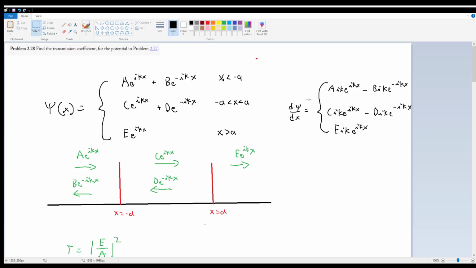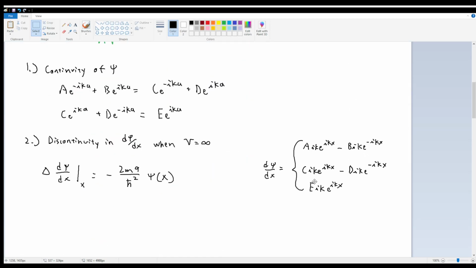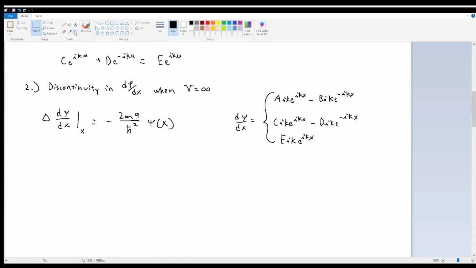So if we take all these and move them down here, and effectively move them here, then what we're going to get is, let's see. Starting with the first two, this is when x is less than negative a, x is between negative a and positive a, and then x is greater than a. So let's start with the discontinuity at x equals negative a.